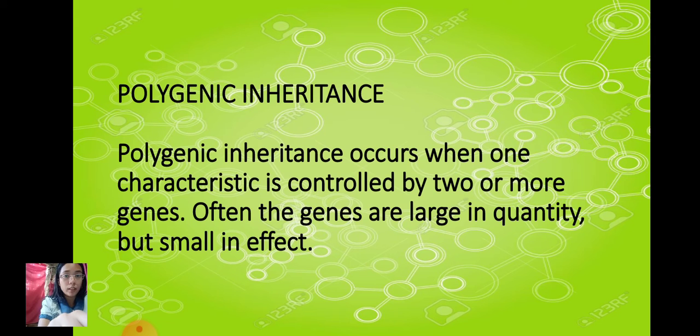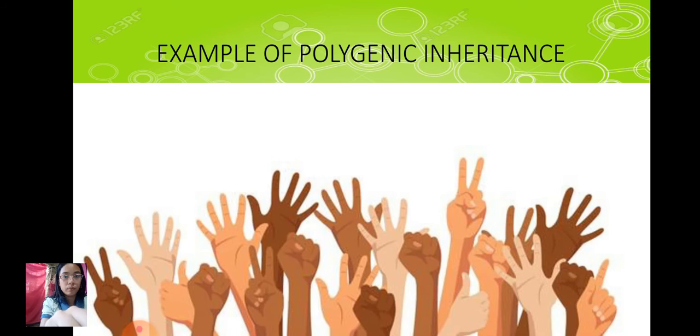Polygenic inheritance occurs when one characteristic is controlled by two or more genes. Often the genes are large in quantity but small in effect. Skin color is an example of this. This trait is determined by at least three genes, and more genes are also thought to influence skin color. Skin color is determined by the amount of the dark pigment melanin in the skin. The genes that determine skin color have two alleles each and are found on different chromosomes.